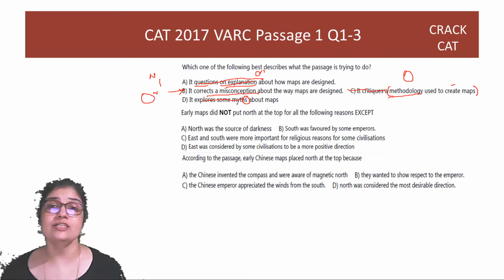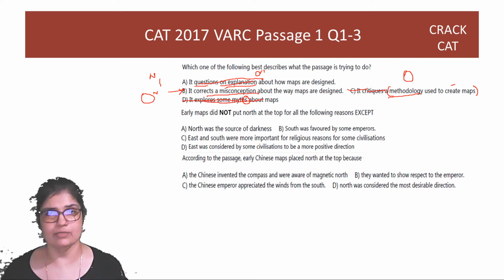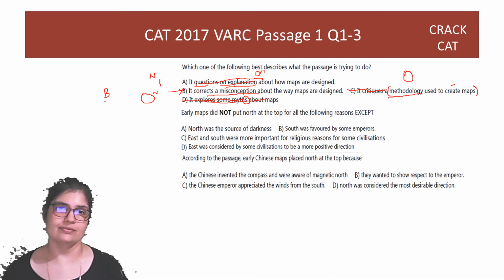So अगर दो तीन चीजों की बात की गई होती कि okay, this is south, east, why latitude, why longitude, then you could have explored these myths, right? But there's only one thing being spoken about. So out of the options, B is your best answer.